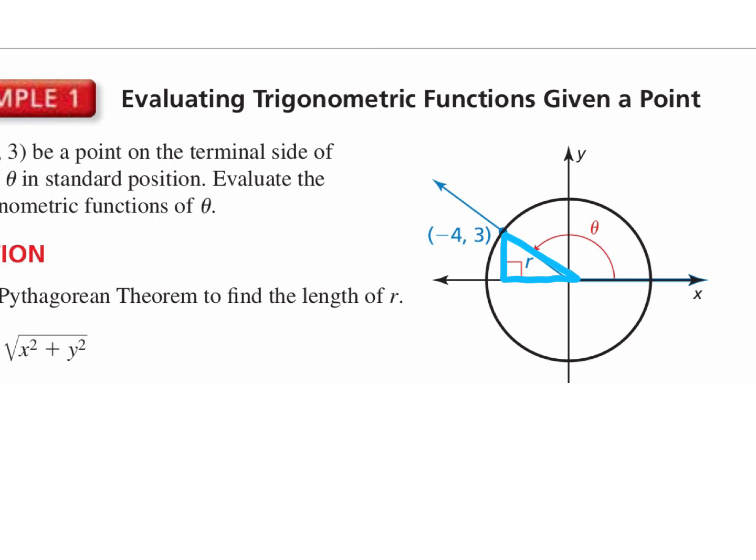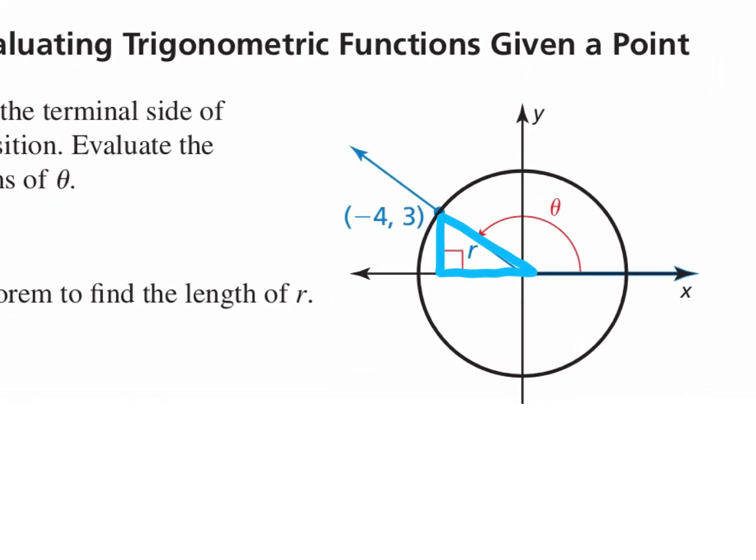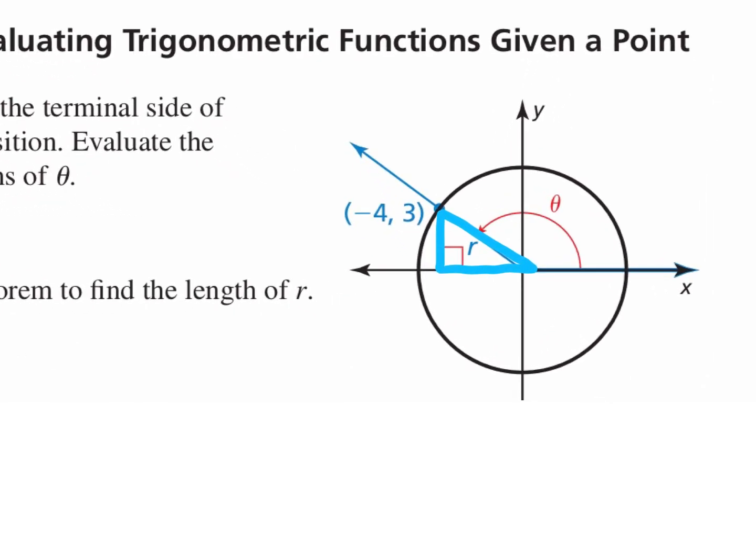For this question, we have to evaluate the 6 trig functions of theta. So we are given x. What is x? -4. And what's y? 3. So if it helps, I would draw it on your triangle. X is -4, so x goes left and right. Just notice how we have the x-axis here. So this value here would be -4. The y value, y goes up and down, so that would be 3.